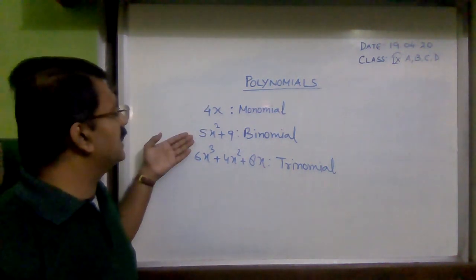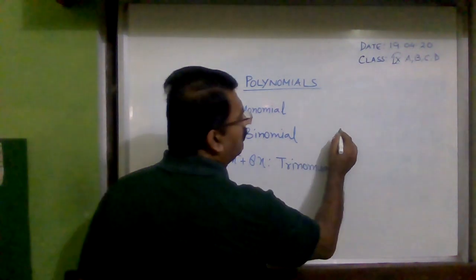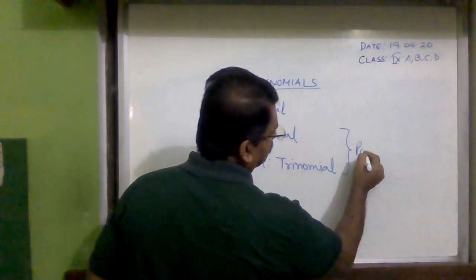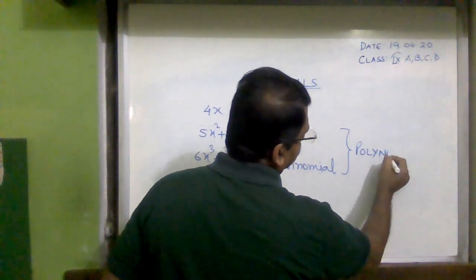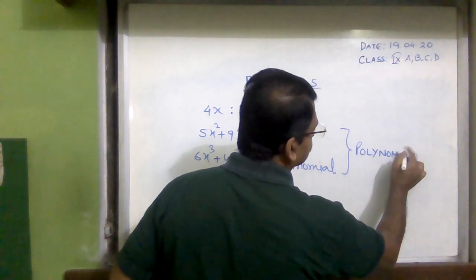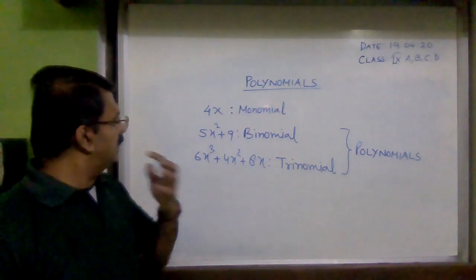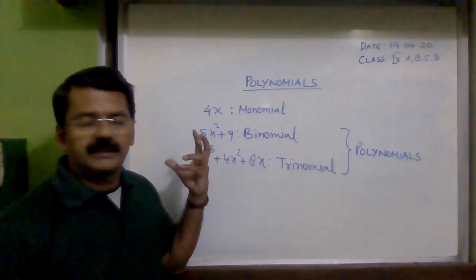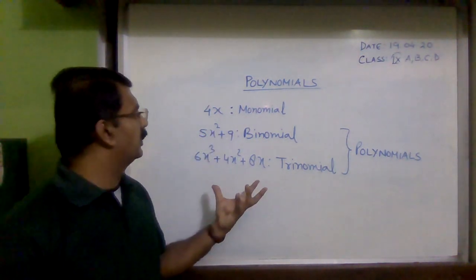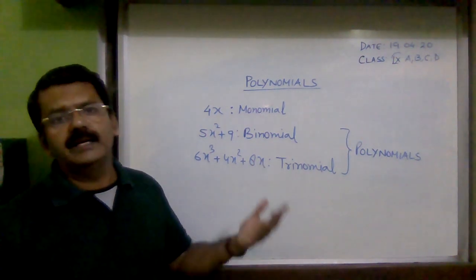Now special names are given to these polynomials, binomial and trinomial. So actually they are also polynomials.